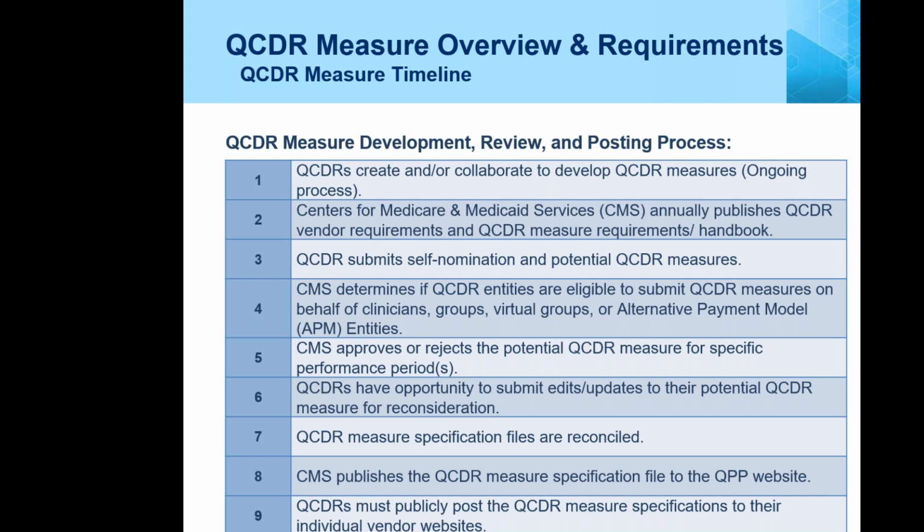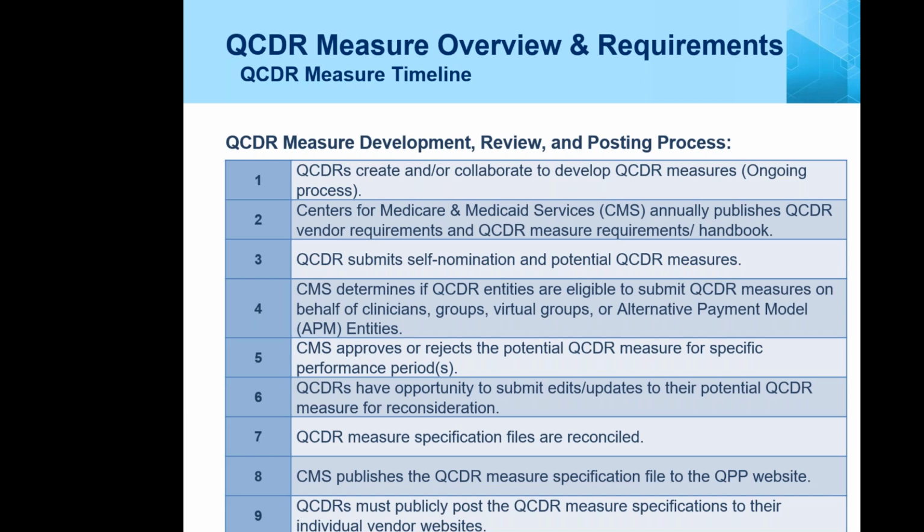The next step in this timeline is that CMS will annually publish the QCDR vendor requirements or intermediary requirements, and then the QCDR self-nomination toolkit, which will provide you with a QCDR measure development handbook, applicable fact sheets, as well as a self-nomination user guide that takes you step by step through the QPP self-nomination tool. Next, the QCDR will submit their self-nomination as well as their potential QCDR measures.